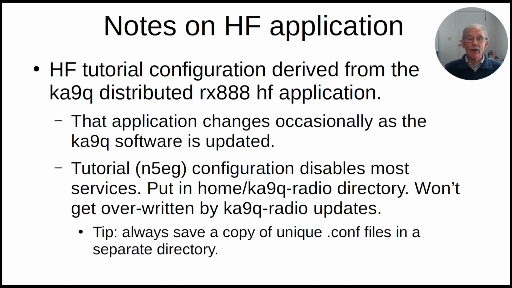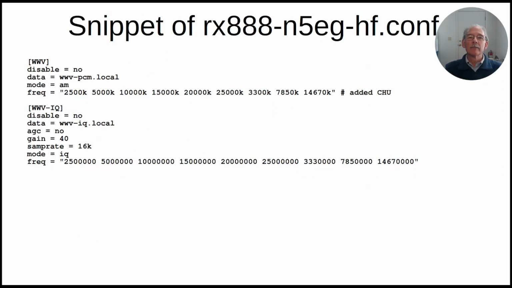This tutorial file, the N5EG configuration version, disables most of the services that Phil put into his default application, and the N5EG version is put into the home/ka9q radio directory, where it won't get overwritten by updates that Phil may make to his software in the future. A good tip is to always save a copy of your unique configuration files in a separate directory to prevent them from being accidentally overwritten on an update.